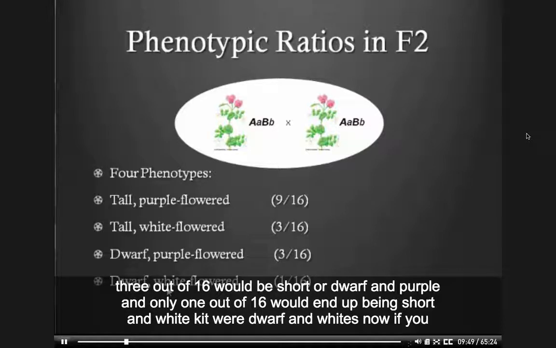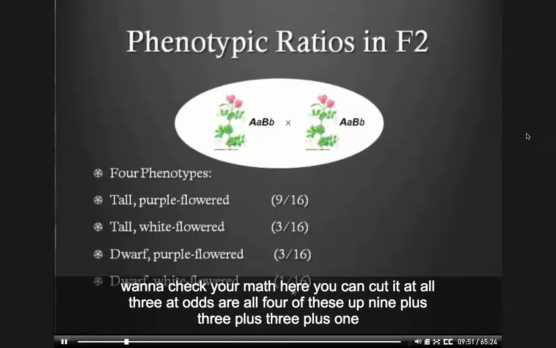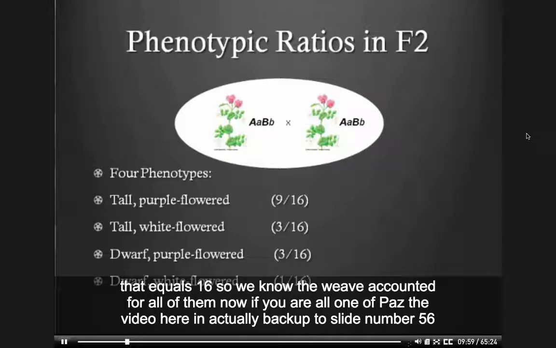Okay, or dwarf and white. Now, if you want to check your math here, you can add all four of these up: 9 plus 3 plus 3 plus 1 equals 16. So we know that we've accounted for all of them.